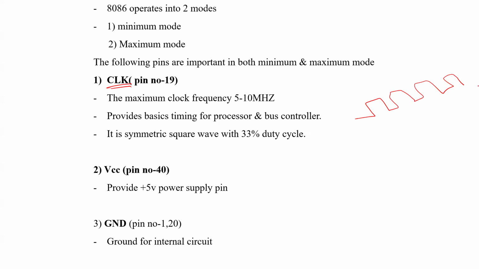Next, VCC, pin number 40, provides the positive 5-volt power supply. You know that to operate any IC, I need a power supply, so VCC provides the power supply at pin number 40. Next, ground: pins number 1 and 20 are the ground. For any electronic circuit you need the ground, so pins 1 and 20 provide the ground.